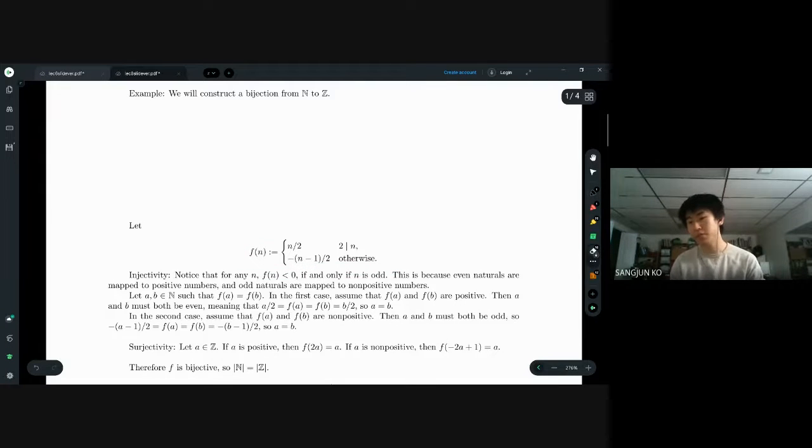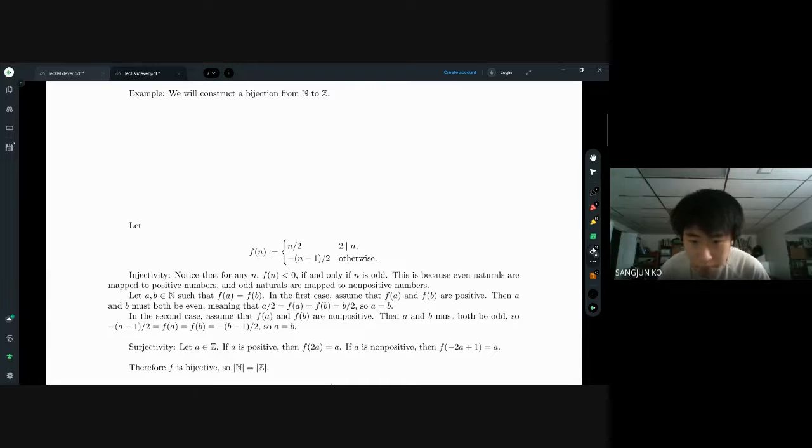We're going to have to define it piecewise. f of n is defined as n over 2 if n is even, and minus (n minus 1) over 2 if n is odd. So if n is odd, we're going to send it to the negative integers, and if it is even, we're going to send it to 0 and the natural numbers. Okay, and that's the comment over here: f of n is less than 0 if and only if n is odd. Even naturals are mapped to positive numbers.